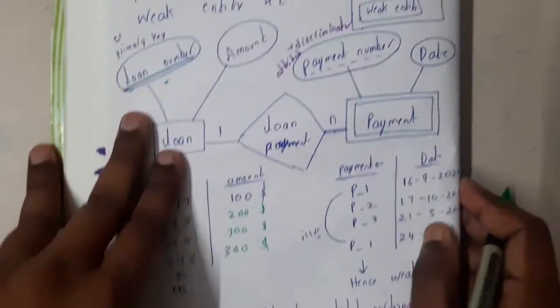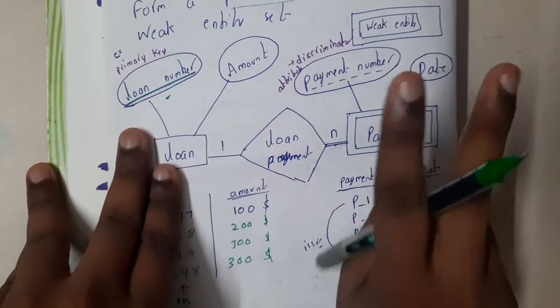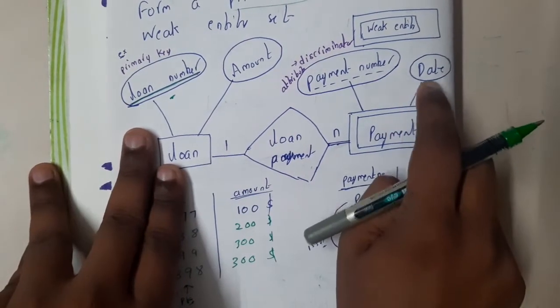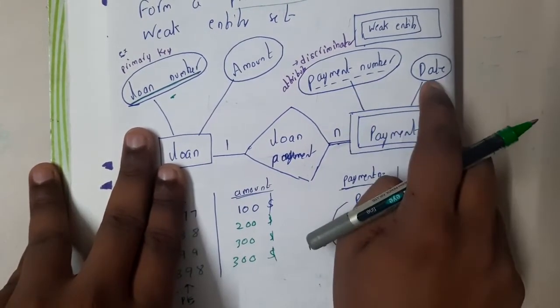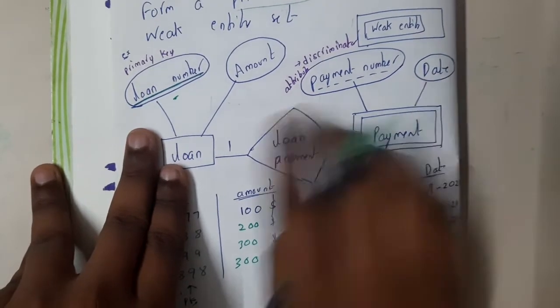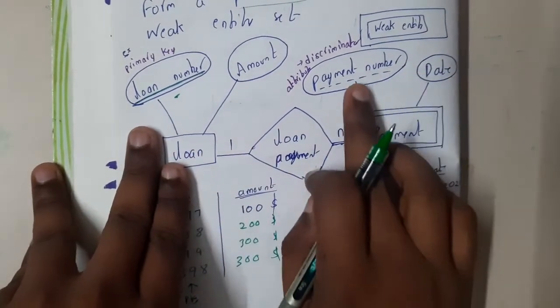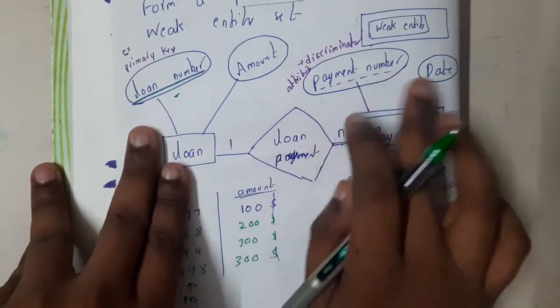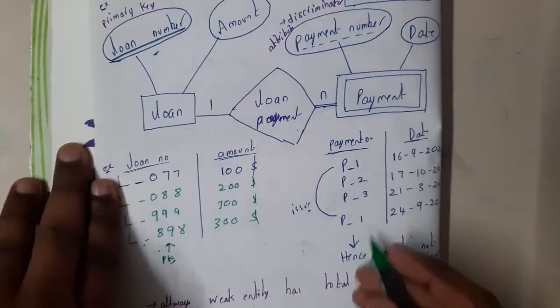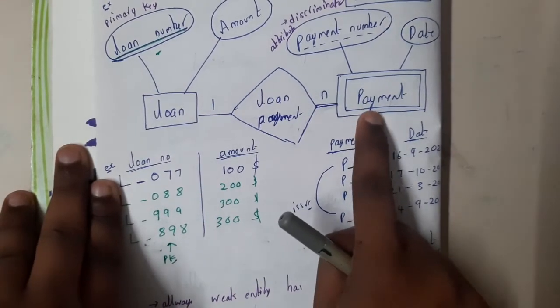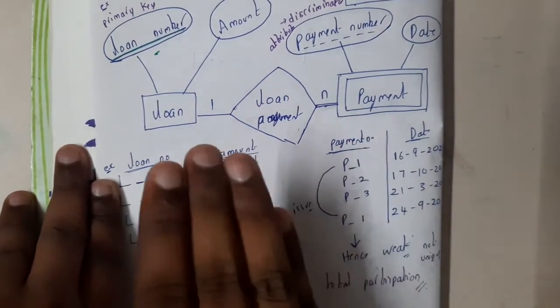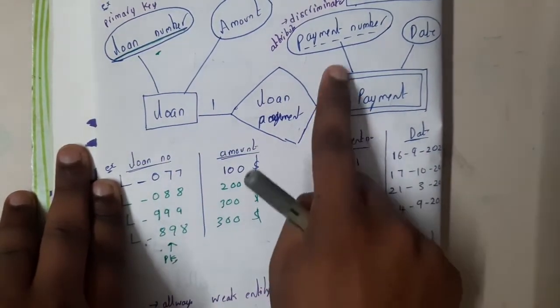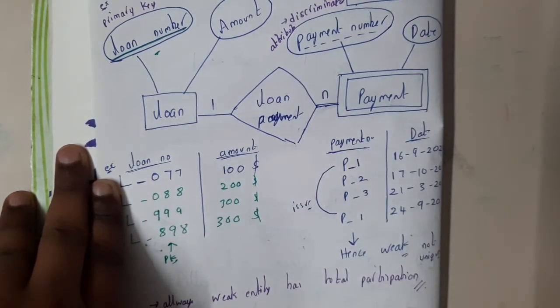When it comes to payment, here we are having only two attributes, that is date and payment number. Date can be repeated, right? On a single day there could be multiple payments, right? Similarly, payment number also, a single user can pay multiple times. So both of them are repeating, right? That is the reason why this particular table or entity set does not have a primary key. Hence it is a weak entity set.